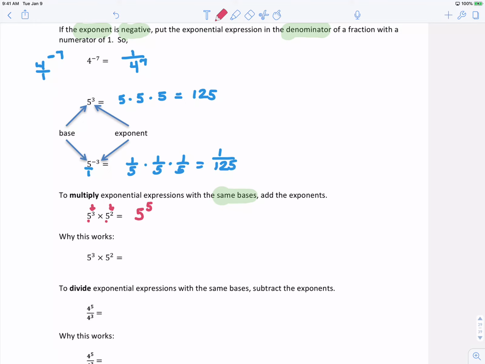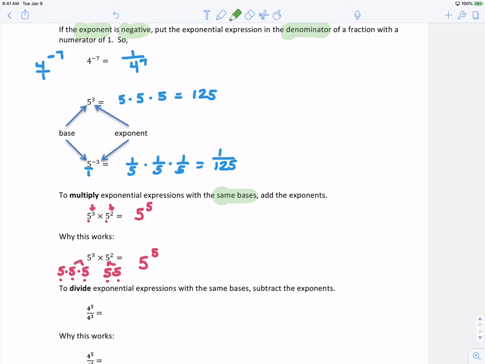But why does that work? Well, 5 to the 3rd is 5 times 5 times 5, and 5 to the 2nd is 5 times 5. Altogether, I have the common base of 5, and how many times did I write it out? 5 times. So again, the rule is to add those exponents when the bases are the same. Whether the bases are numbers or whether the bases are letters, they gotta be the same in order to do that.